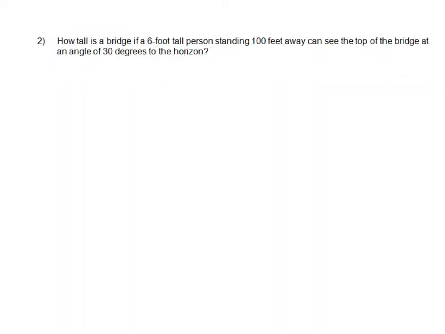All right, example 2. How tall is a bridge if a 6-foot tall person standing 100 feet away can see the top of the bridge at an angle of 30 degrees to the horizon? So what are we even talking about here? Well, first of all, we have a person and we have a bridge, right? So here's our person. We've got a bridge over here. So whatever the bridge might look like. You know, it's one of those tall bridges, maybe like Mackinac or something, you know, like that.